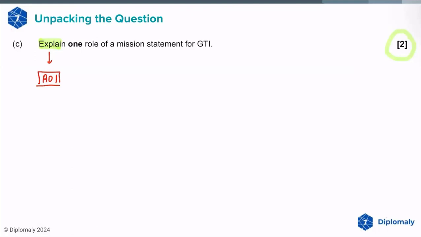And if we take a look at it, it says explain one role of a mission statement for GTI. The fact that it states for GTI in the question means that you do need to apply application skill. Okay, and here we're talking about one role. So that's exactly what you need to answer. The role of mission statement. So that is your BM terminology.